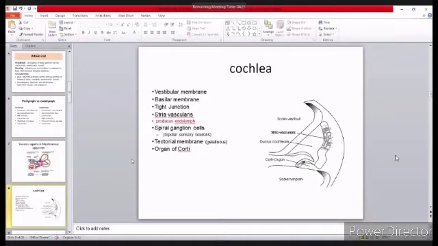So on the hearing part, the functional unit of hearing in the inner ear is the cochlea. The cochlea consists of the vestibular membrane, the basilar membrane, the tight junctions, and the stria vascularis, which produces the endolymph. We have the spiral ganglion, which is just cells below the organ of Corti. We have the tectorial membrane and the organ of Corti itself.